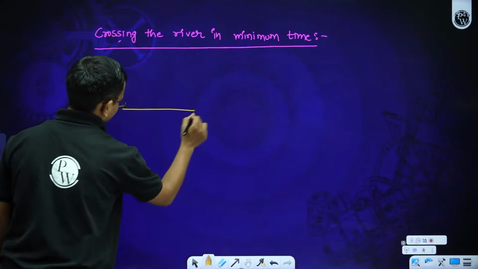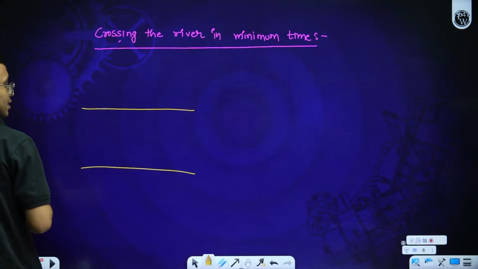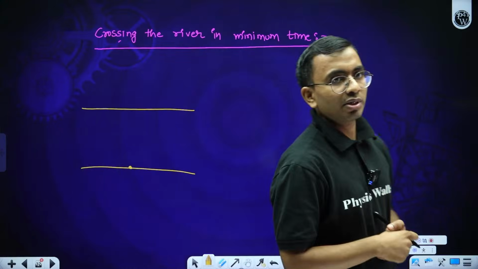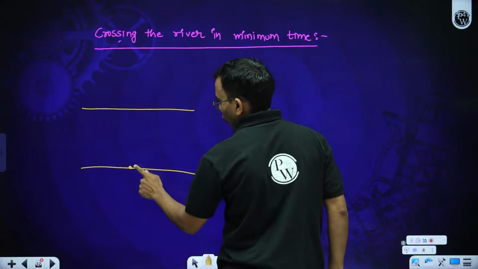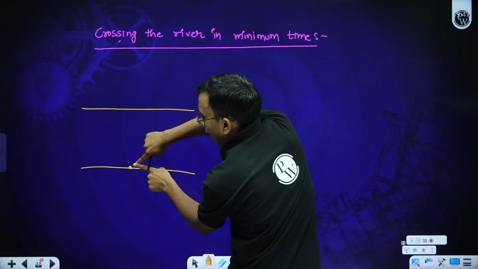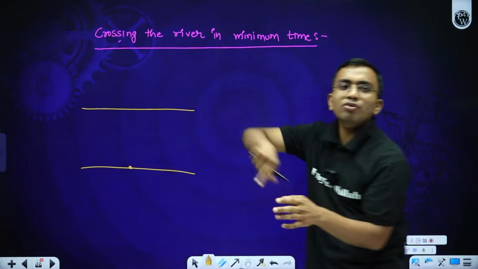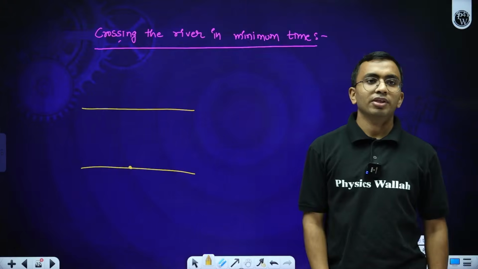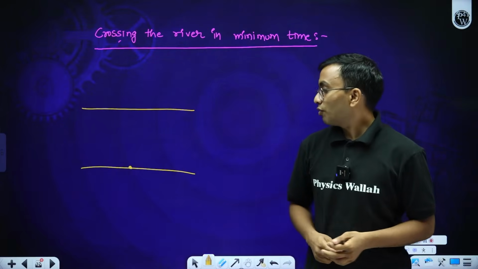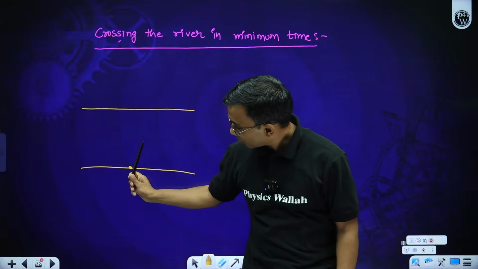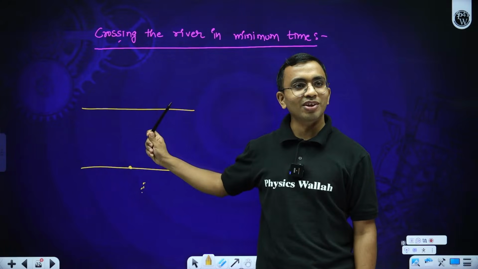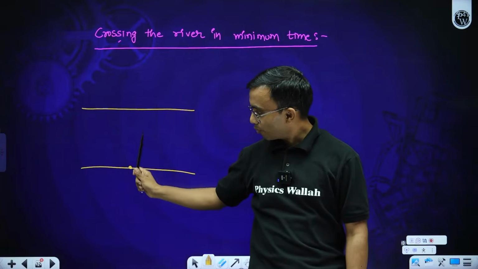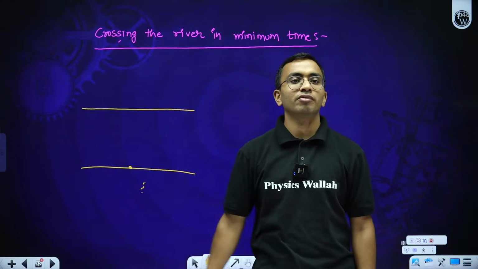You are having a river like this, okay, and here is the person. Now when the person wants to cross the river in minimum time, it means the person has to have a displacement along the y-axis equal to the width. Means if I consider this direction as the y-axis, equal to the width of the river. In minimum time, for that condition he will be having its velocity along the y-axis. Resultantly, he will be moving at some angle, but for minimum time, he will be pointing its velocity perpendicular to the direction of river flow.